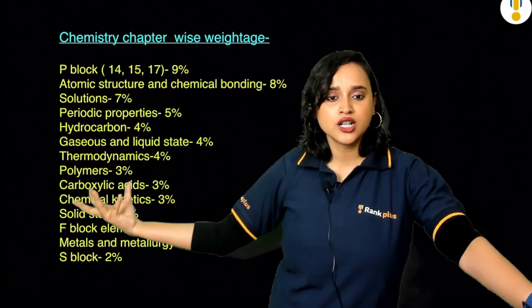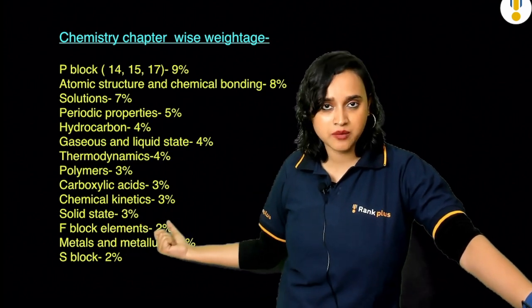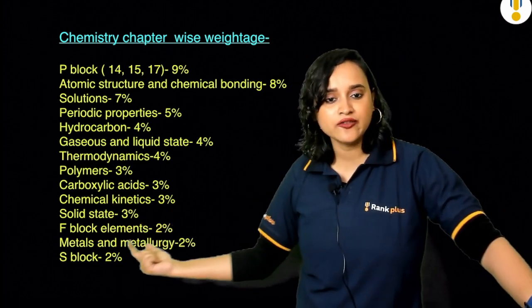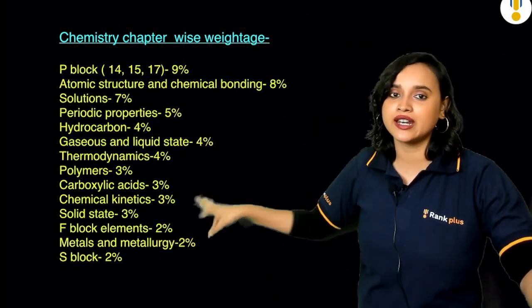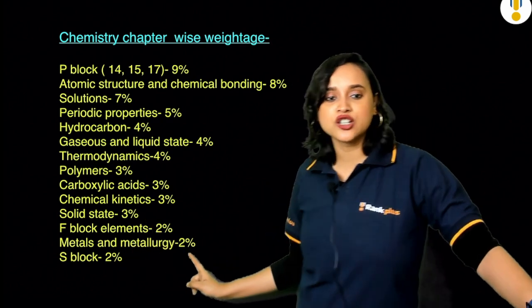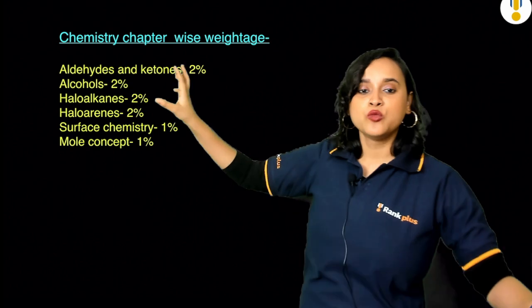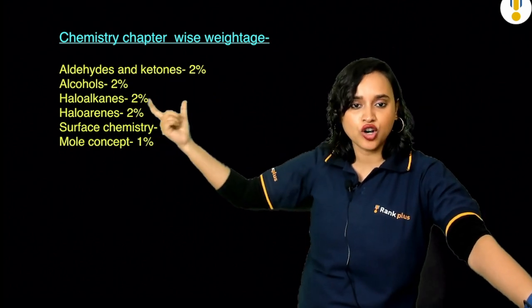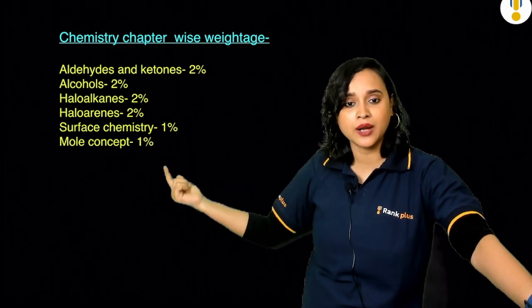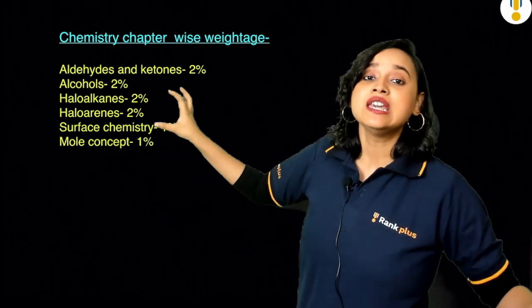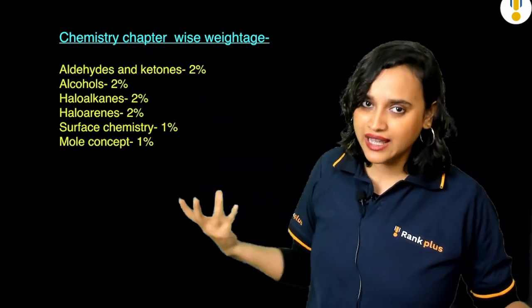Thermodynamics 4%. Polymers 3%. Carboxylic acid 3%. Chemical kinetics 3%. Solid state 3%. F block elements 2%. That means only one question. Wherever 3% or 2% is written, expect only one question. Metals and metallurgy 2%. S block chemistry is also 2%. Moving on, aldehydes and ketones 2%, alcohols 2%, haloalkanes 2%, haloarenes 2%, surface chemistry 1%, mole concept 1%. That means either these two chapters may exist in your paper or they might not exist as well.